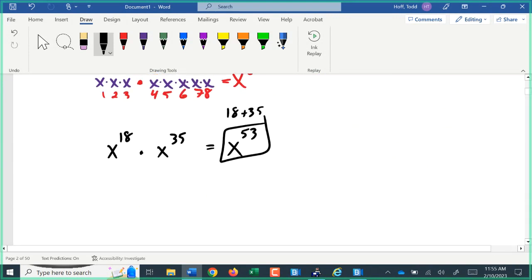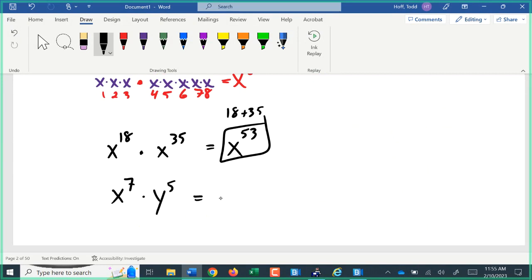You do have to be careful, though, because if I have x to the 7th times y to the 5th, that result is just x to the 7th, y to the 5th. These do not have the same base. One has a base of x, the other has a base of y, so we can't combine the powers. We can't add the powers there. They have to stay separate.